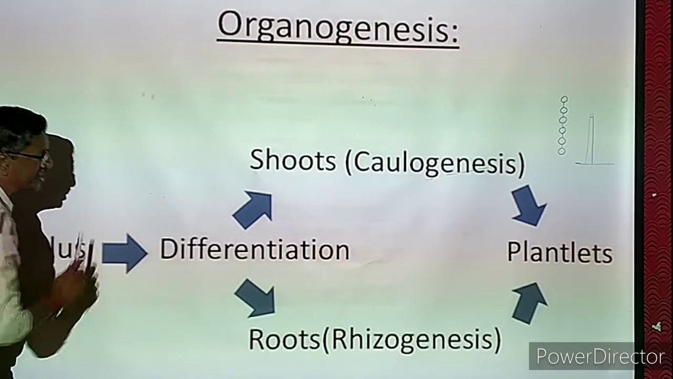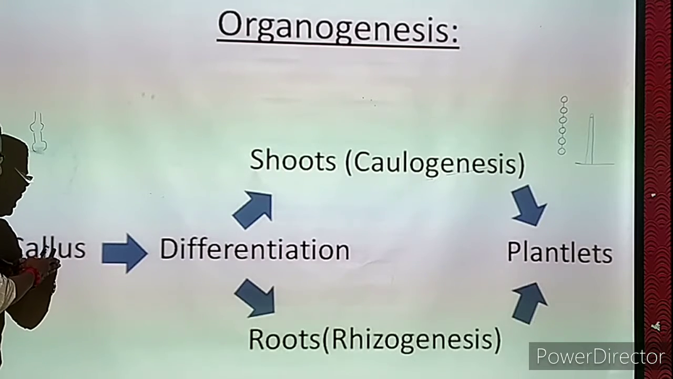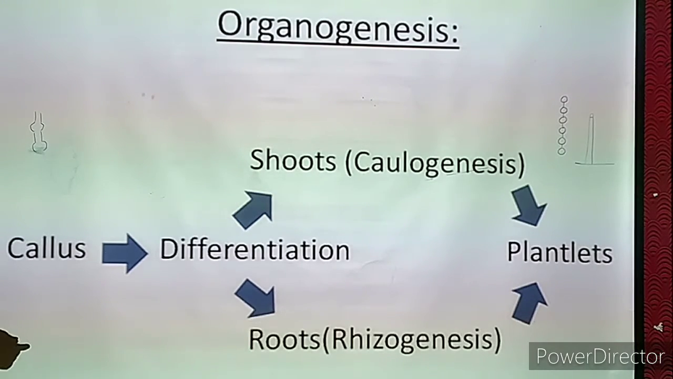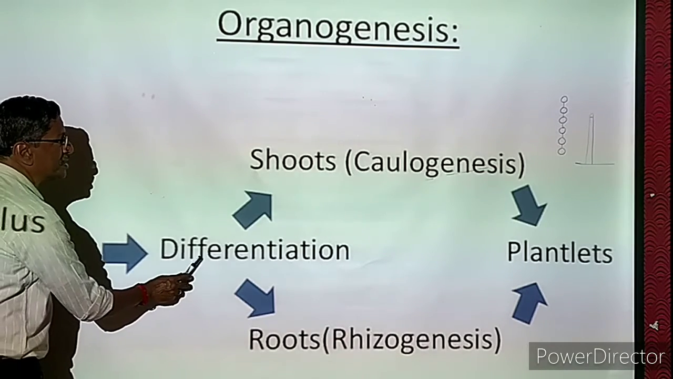It undergoes differentiation. What is the meaning of differentiation? It becomes stimulated or induced meristem. It is changed into permanent tissue. Permanent tissue means parenchyma, collenchyma, sclerenchyma, like that. That is called differentiation.